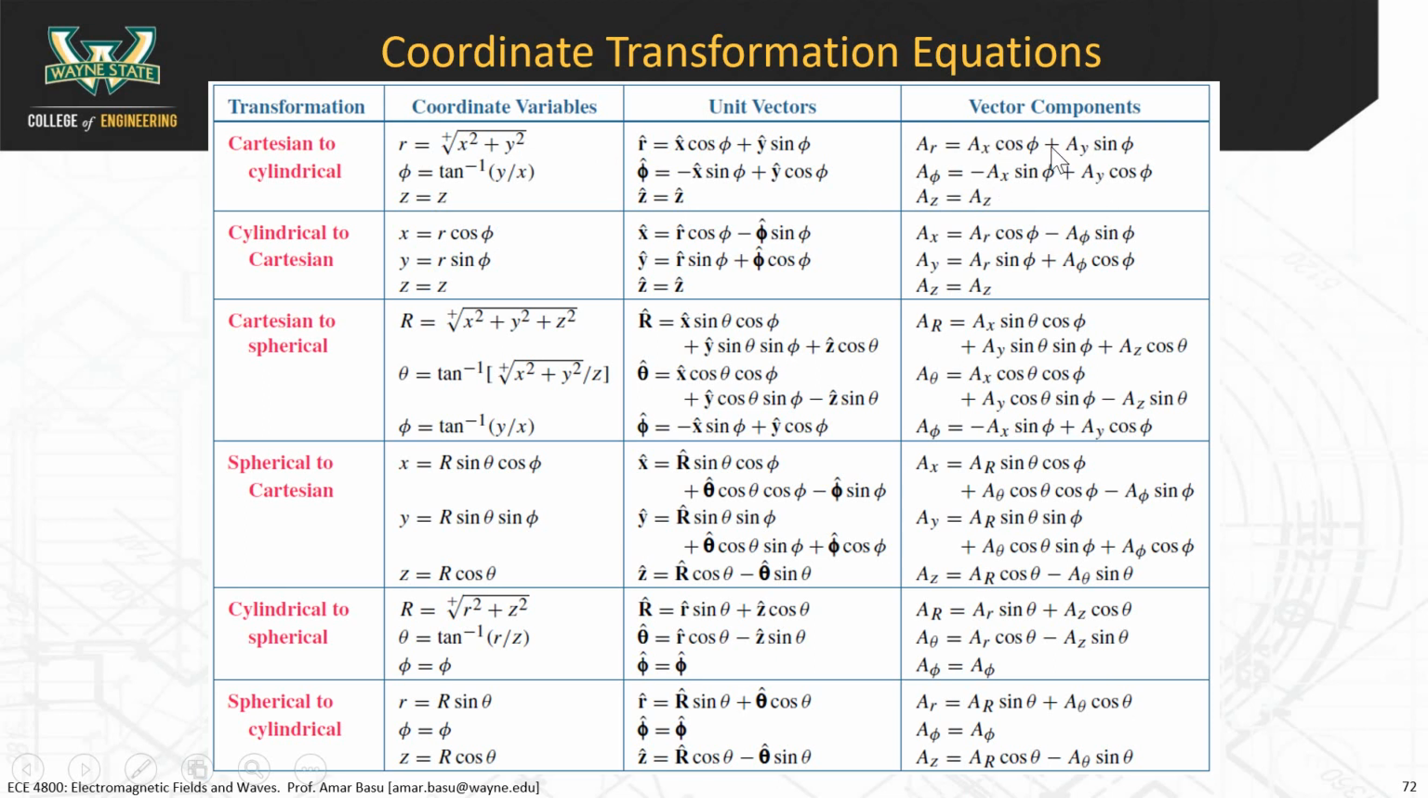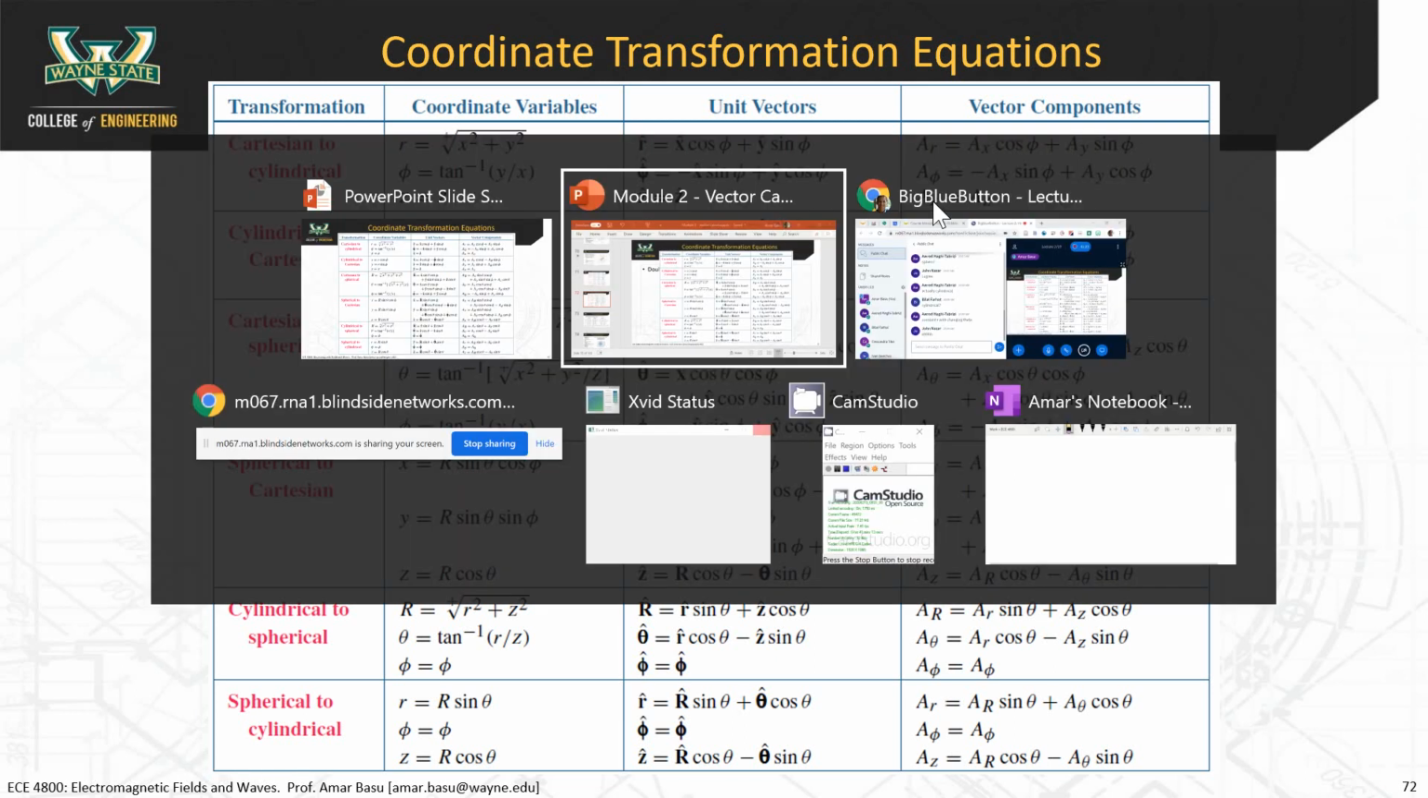So A_r is equal to A_x cosine of phi plus A_y sine of phi. A_phi is equal to negative A_x sine phi plus A_y cosine phi, and so forth. So if you have vector components in x, y, and z, suppose you have a Cartesian vector with x, y, and z components, so this is your A_x, A_y, and A_z, then by doing this transformation you're going to be calculating the A_r, A_phi, and A_z. So you're going to convert that vector into a cylindrical coordinate system.